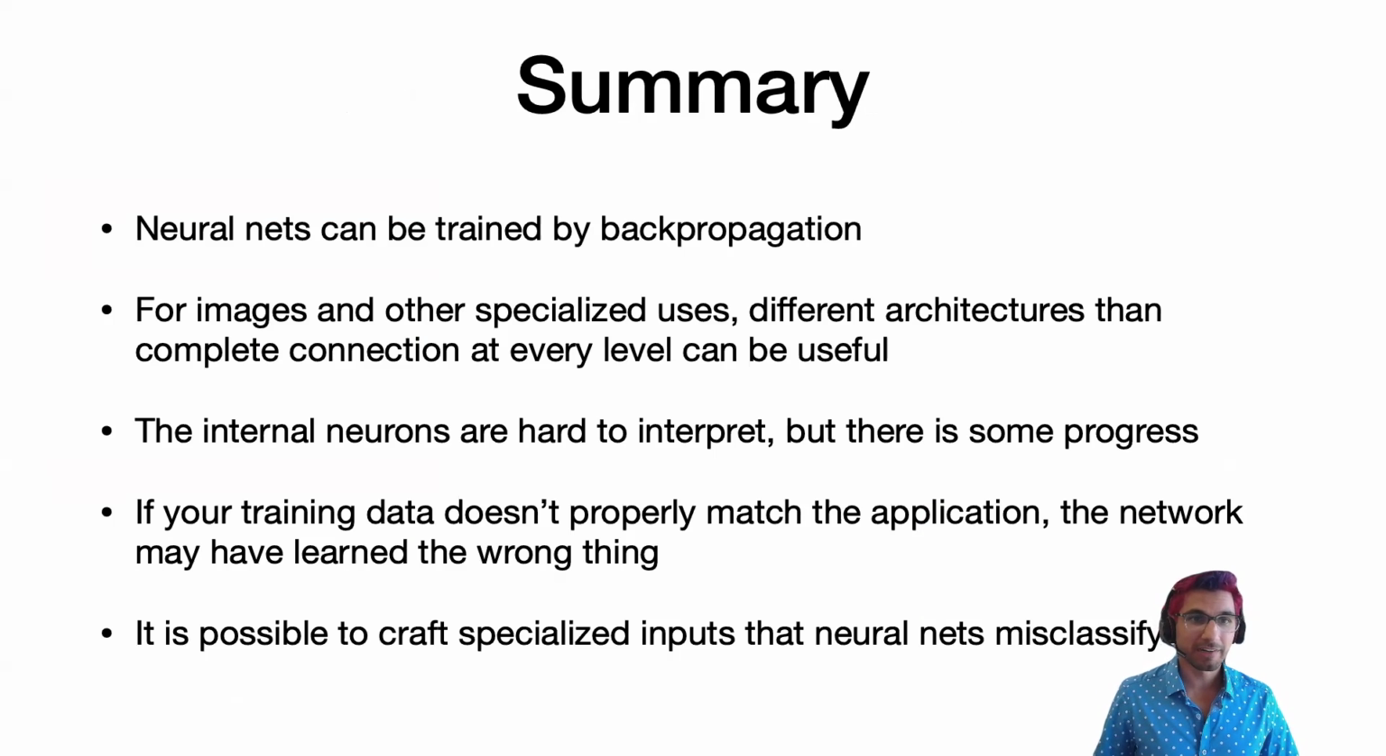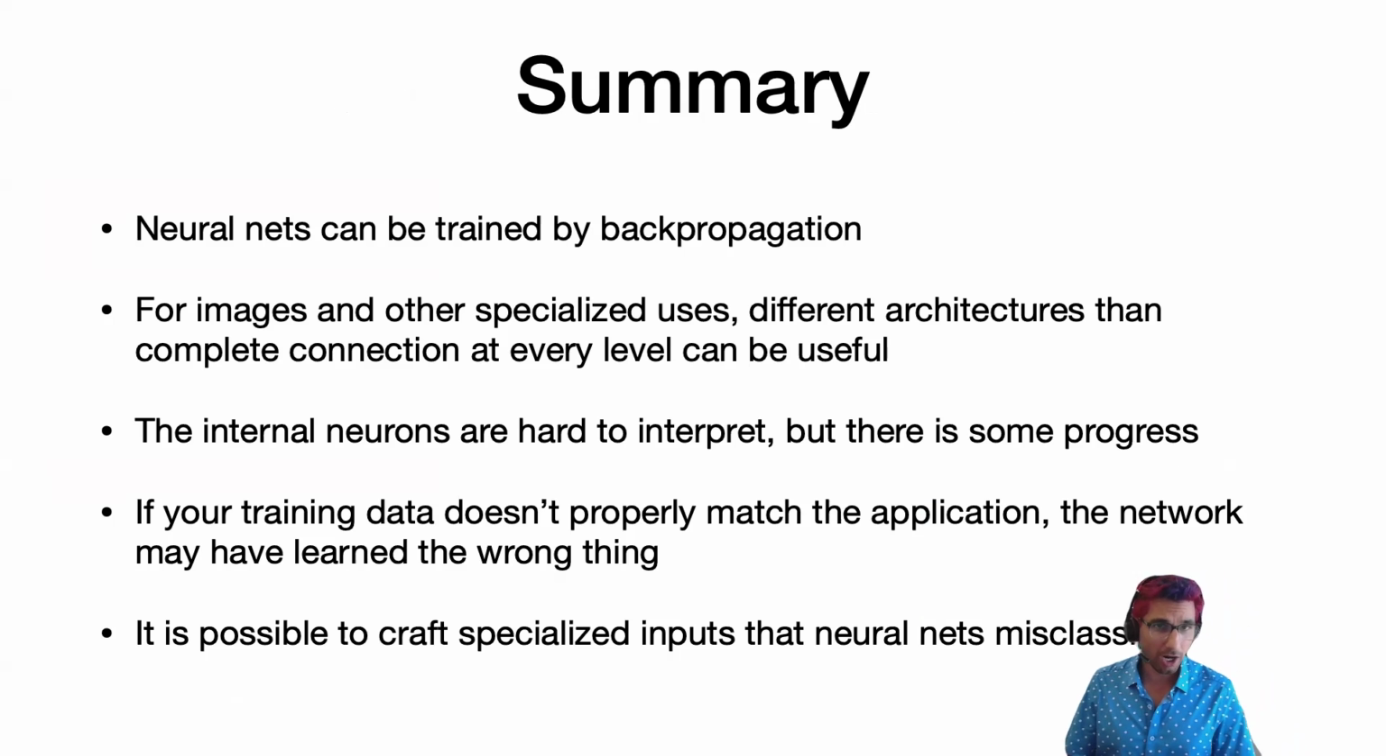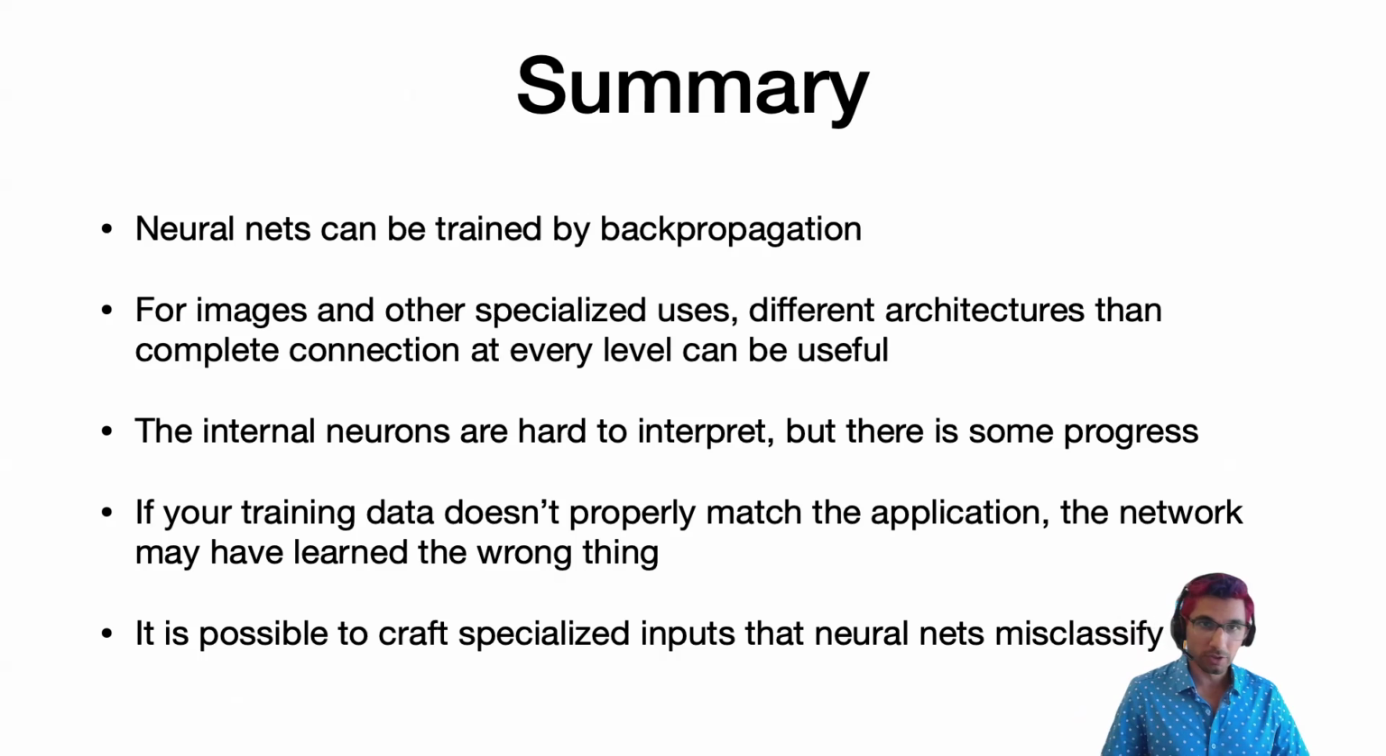Okay, so just to summarize, neural networks can be trained by backpropagation. You give it a bunch of training images, tweak the weights and biases, and hope that eventually it classifies them all well. For images or other specialized uses, different architectures than a complete connection at every level can be useful, like the convolutional network. It's hard to interpret a lot of the internal neurons, but there is some progress. Both the convolutional and the recurrent structures give you some insight, and then Deep Dream and further things like that have given us some more insight, though it's still hard to interpret.